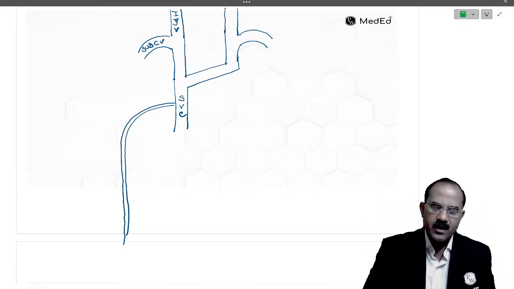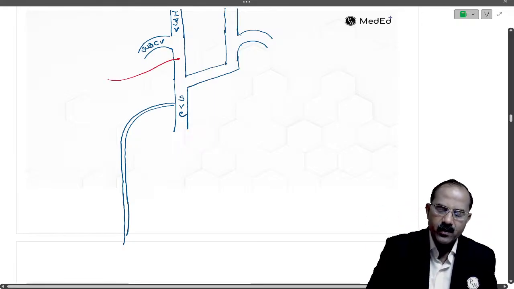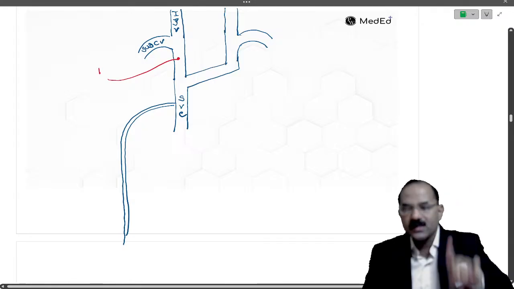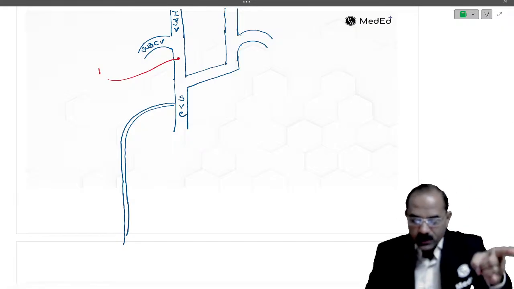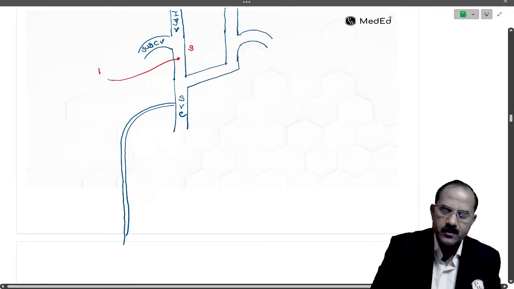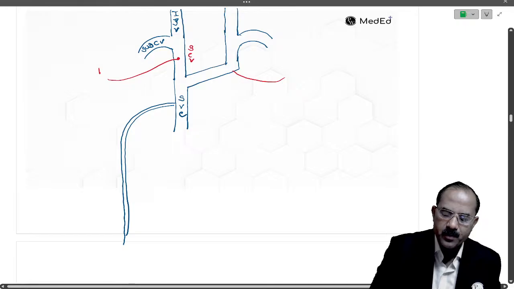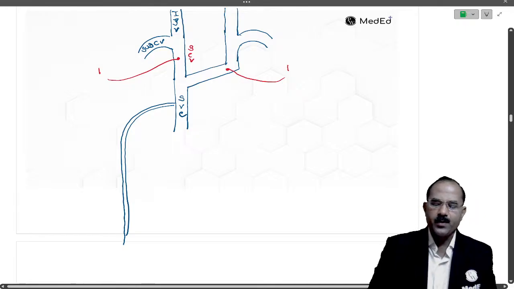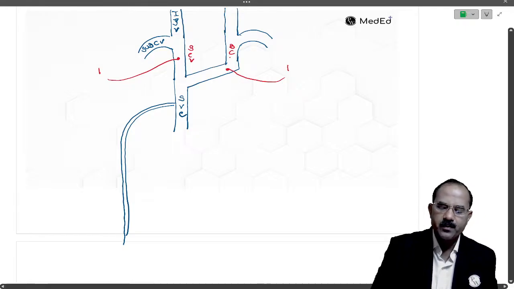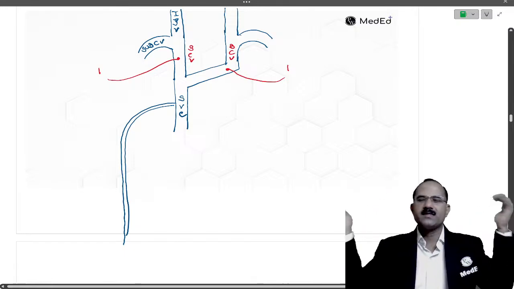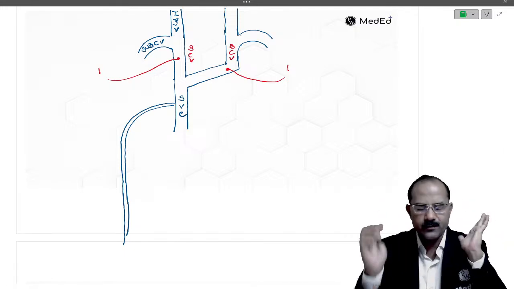I start. The first right posterior intercostal vein drains into what? The first right posterior intercostal vein drains into the right brachiocephalic vein. The first left posterior intercostal vein drains into the left brachiocephalic vein. Same on both sides. The first on both sides drains into brachiocephalic, right and left.